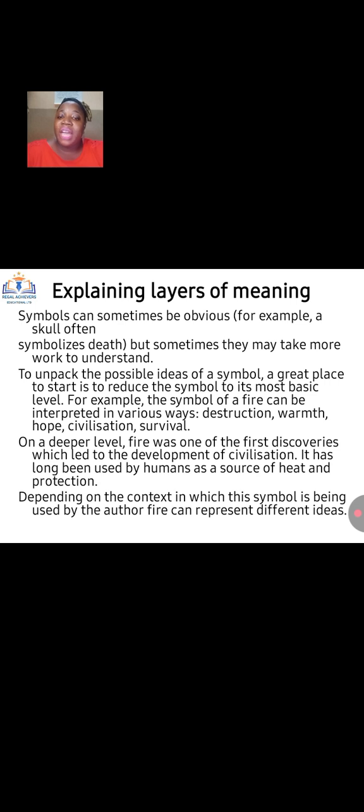civilization, and survival. On a deeper level, fire was one of the first discoveries which led to the development of civilization. It has long been used by humans as a source of heat and protection, depending on the context in which the symbol is being used by the author. Fire can represent different ideas.